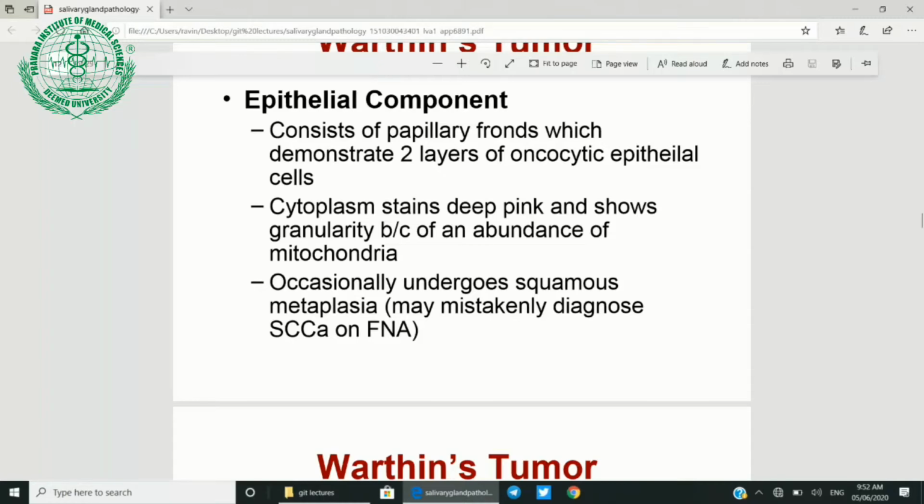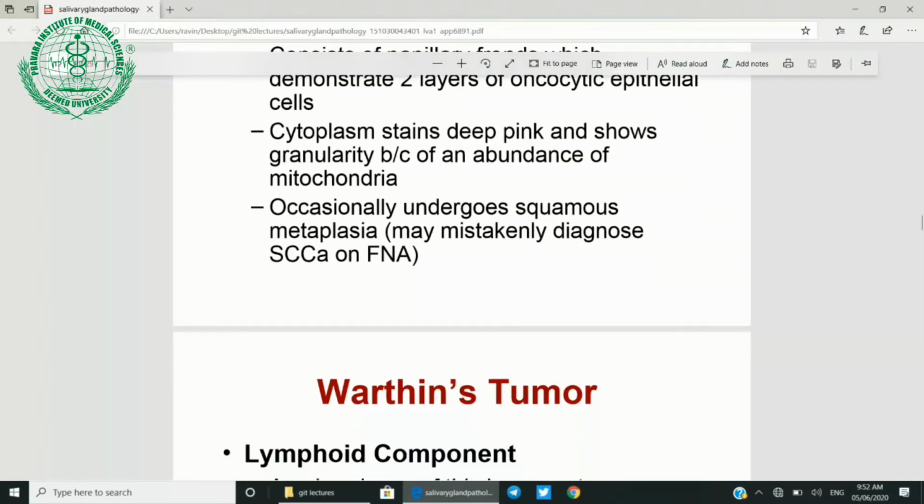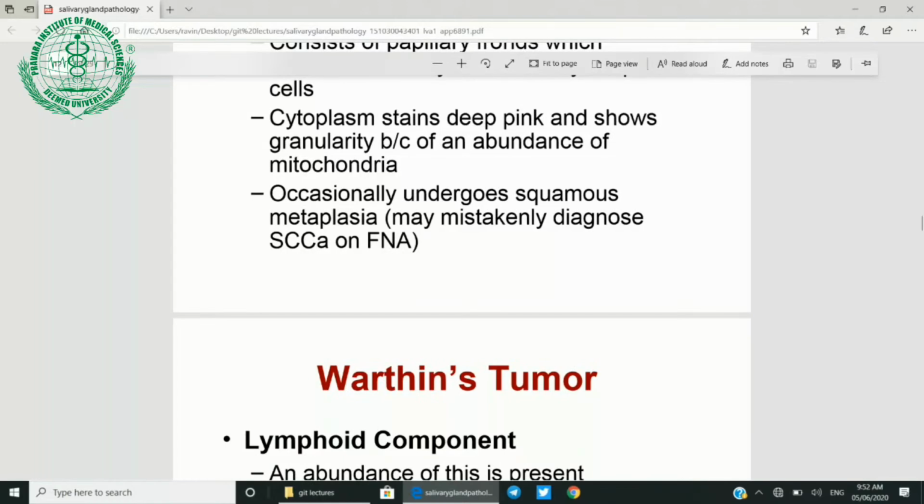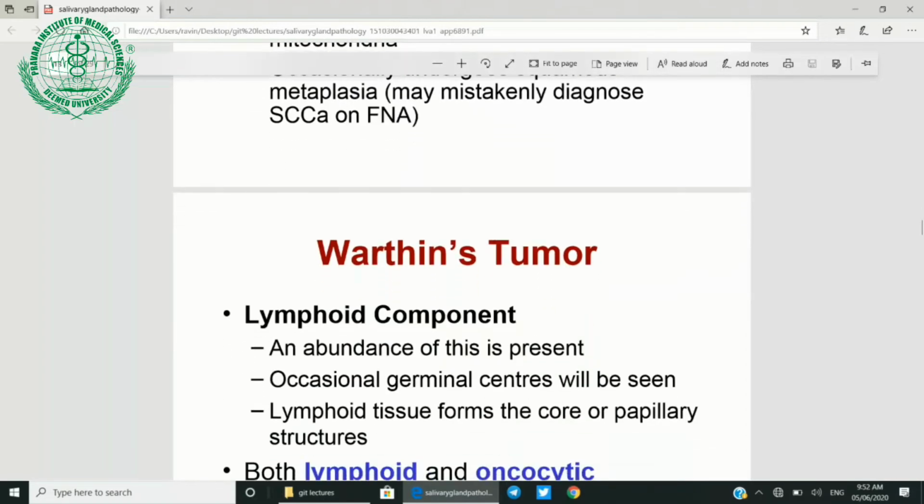These words you should be very clear about. So papillary fronds showing two layers of oncocytic epithelial cells. The cytoplasm stains deep pink and shows granularity. This granularity is attributed to the abundance of mitochondria present in these cells, and very occasionally it undergoes squamous metaplasia. So one has to be very careful, and should not call it squamous cell carcinoma on FNAC. Very important thing to remember.